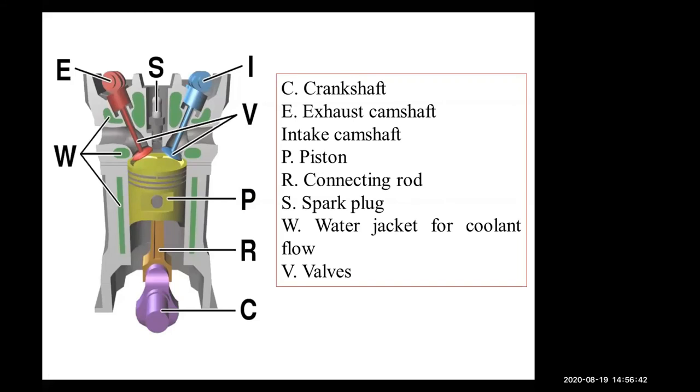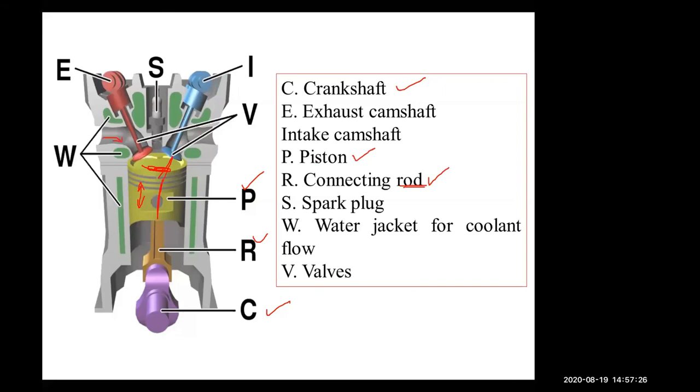So let's see the internal parts of the piston engine. There are components of the piston engine normally. Crankshaft. This is the crankshaft. This is the connecting rod. This is the piston normally. This one is the piston which goes up and down and compresses the air. And here are valves, these two valves.